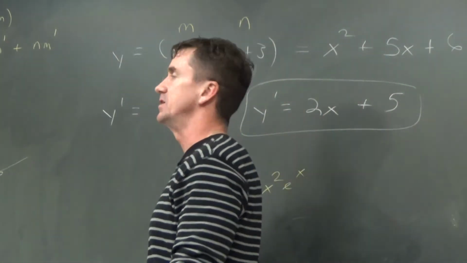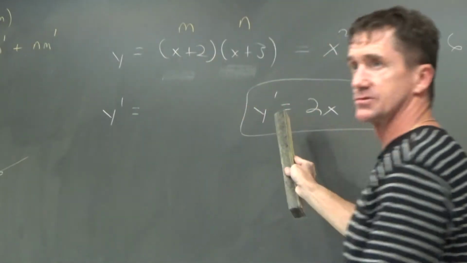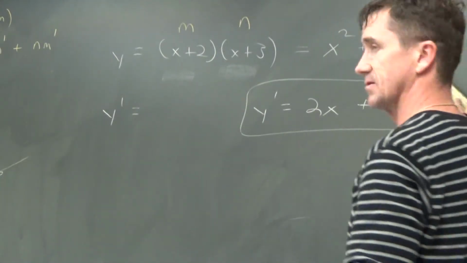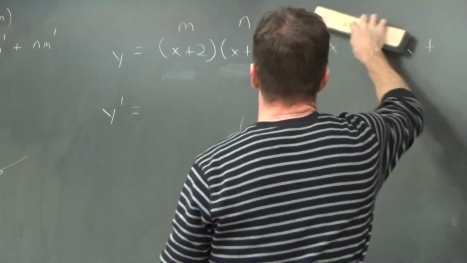I just thought before we do, Evan, would you try the product rule on this? And what should we get for our answer? We'll get 2x plus 5. So let's remember, 2x plus 5 is going to be the answer, right? All right, let's do the product rule.